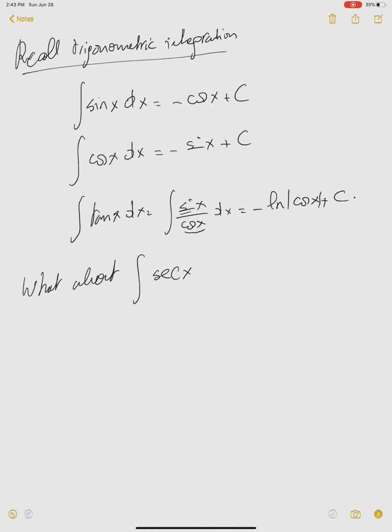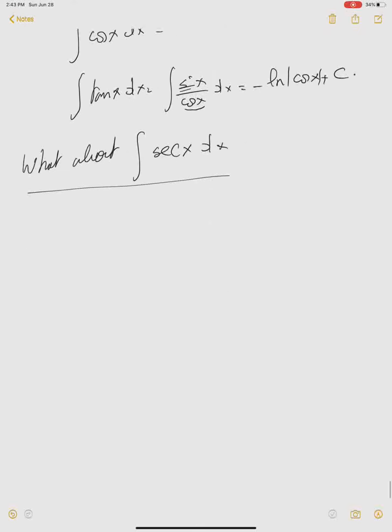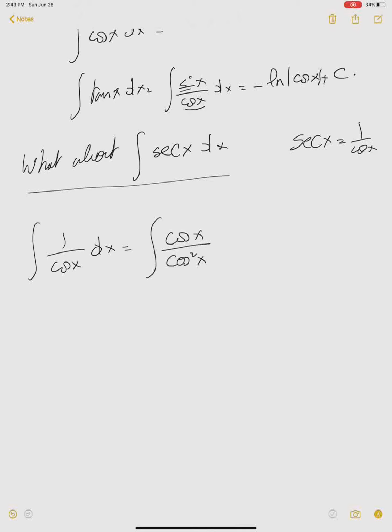Now, what about the integral of secant x dx? Now you know this formula, it's in your book, but I'm not sure if you saw how to compute this integral. So I'm going to give a small review of how to calculate the integral of secant x. Recall that secant x is 1 over cosine x. So the integral of 1 over cosine x dx is the same as the integral, multiplying the numerator and the denominator by cosine x, of cosine x over cosine squared x dx. But now cosine squared is nothing but 1 minus sine squared x.